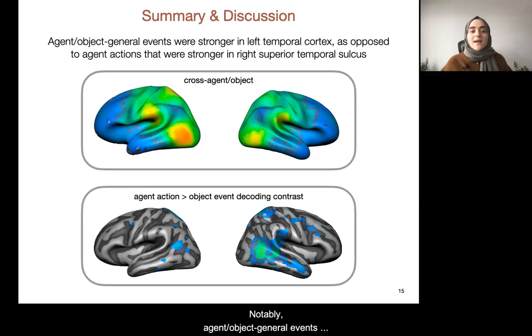And notably, agent general events were stronger in left temporal cortex as opposed to agent actions that were stronger in right superior temporal sulcus. So this dissociation might imply distinct roles of left and right temporal cortices in processing more conceptual versus more agent-specific event aspects. But overall, we show both shared and distinct neural representations associated with agent actions and object events, and we hope that our findings will shed new light onto the functional profiles of frontoparietal and temporal cortices in action recognition and understanding.